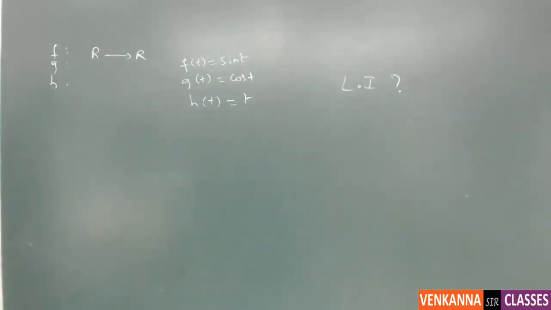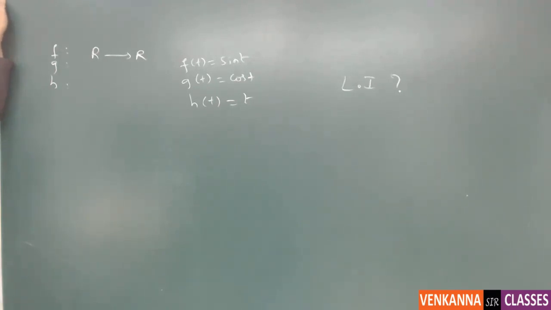Now you can observe the difference between the previous problems we have solved on linear independence and this one. There you were given vectors, you wrote a linear combination assuming that it is equal to 0, and you solved a system of equations. If you are able to find the values of A, B, C, the scalars, then it is dependent. If the values of A, B, C are only 0, it is linearly independent. That type of thing you have done earlier. But here it is somewhat different.